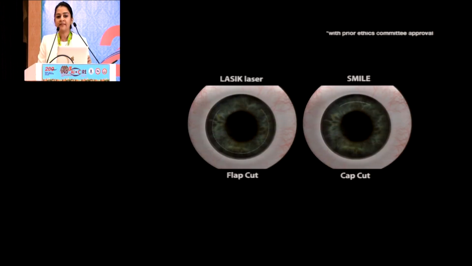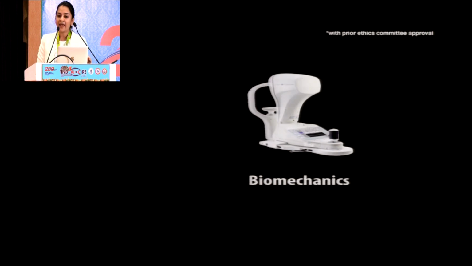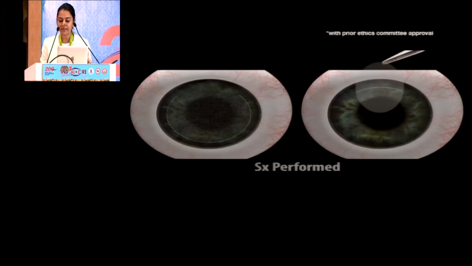So, a very interesting experiment where we took the Corvis pre-op measurements, then shifted them to OT. Then flap cut was performed for the LASIK eye and cap cut was performed for the SMILE eye without disturbing the tissue. We waited for 4 hours and then we retook the measurement of the Corvis for the biomechanics. We shifted the patient back to the OT and then the rest of the surgery was completed, which is the ablation and the lenticule removal.